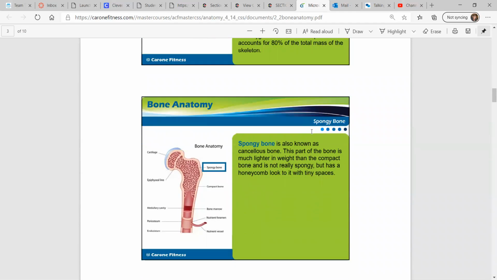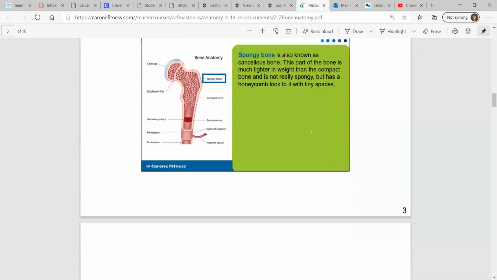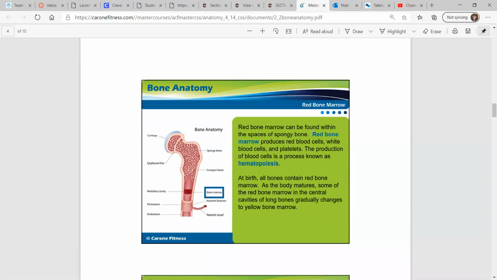And then you have this spongy bone, or cancellous bone. This part of the bone is much lighter in weight than that compact bone. And it's not really spongy, but it has a honeycomb look to it with tiny spaces. So I guess it appears kind of spongy. Red bone marrow can be found within the spaces of the spongy bone. Red bone marrow produces red blood cells, white blood cells, and platelets.